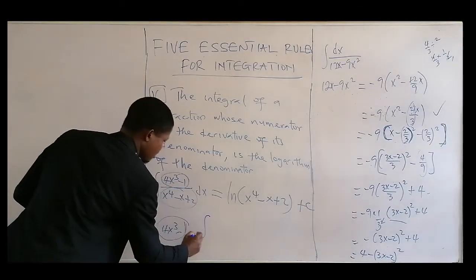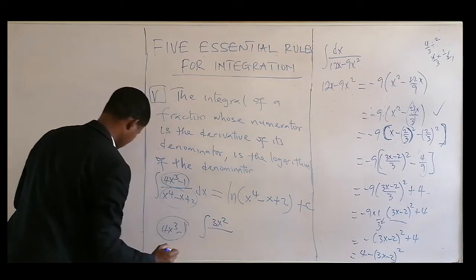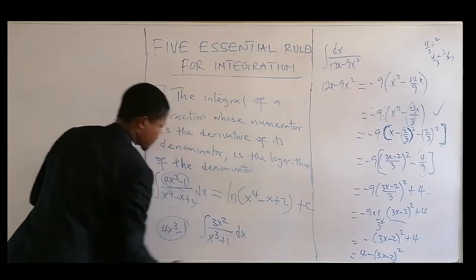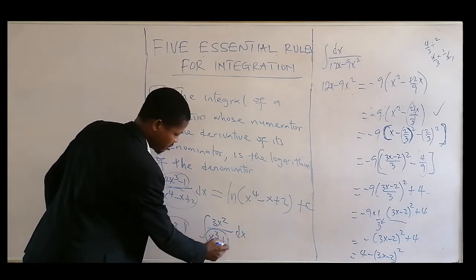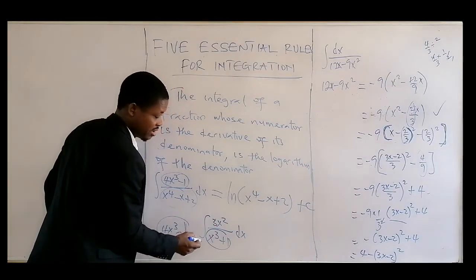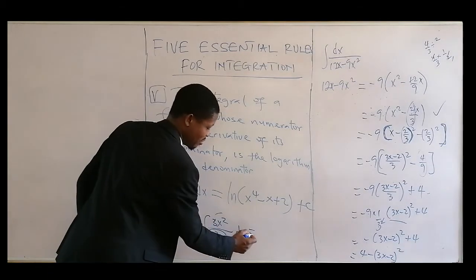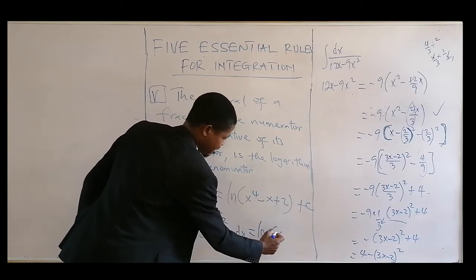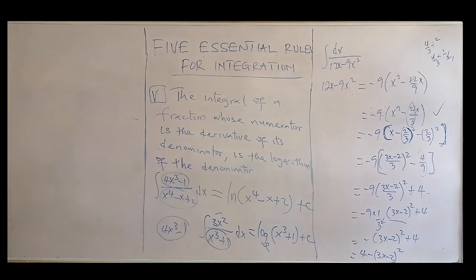Another question: the integral of 3x squared over x cubed plus 1 dx. This one will be equal to ln, because the numerator is equal to the derivative of the denominator. So it's going to be ln, or log to base e, of the denominator, plus c. ln and log to base e are the same thing.